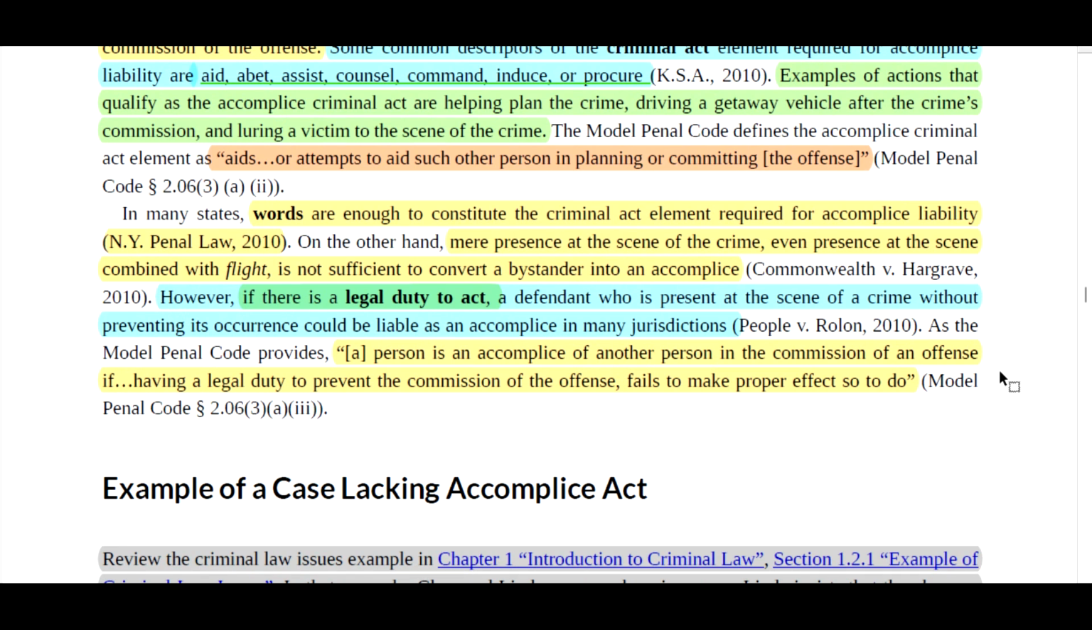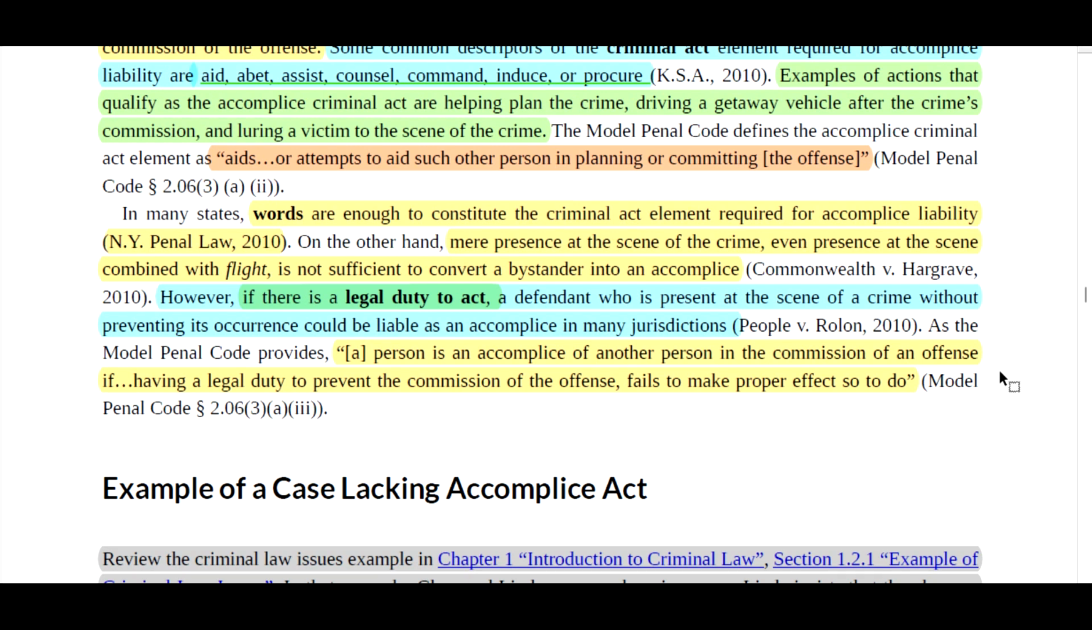In many states, and this is where things get wonderfully awkward, and I tried looking for Pennsylvania and I couldn't tell if words were enough, but in many states, words are enough to constitute the criminal act element required for accomplice liability. Again, I don't know if we are one of those. But mere presence at the scene of the crime, and even presence at the scene combined with flight, as in you ran away from the scene, is not sufficient to convert a bystander into an accomplice.